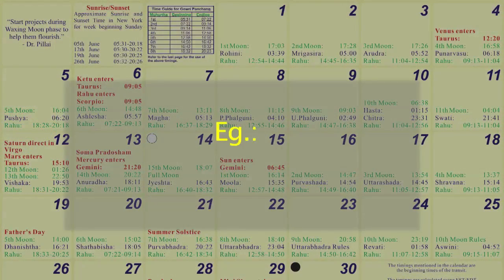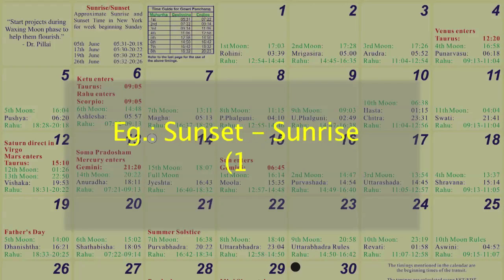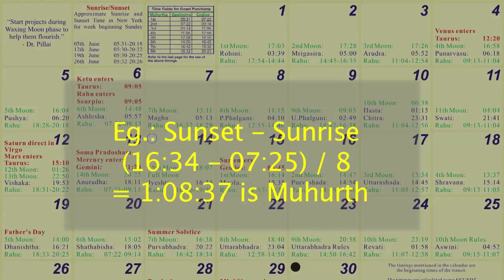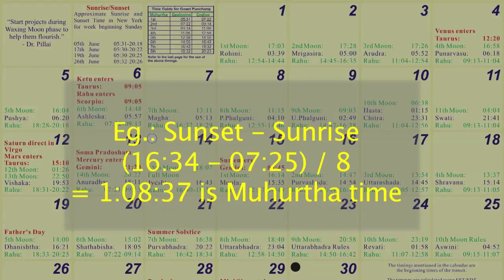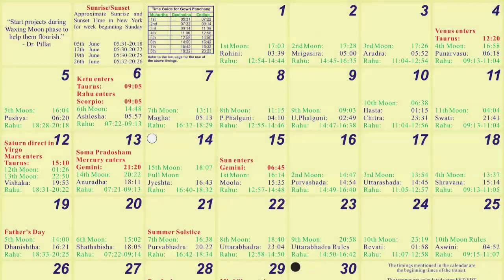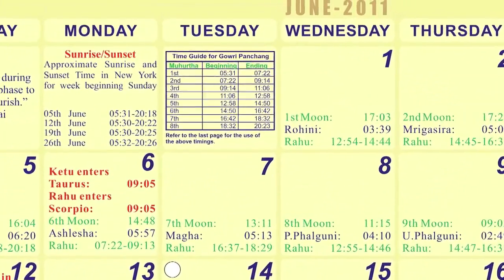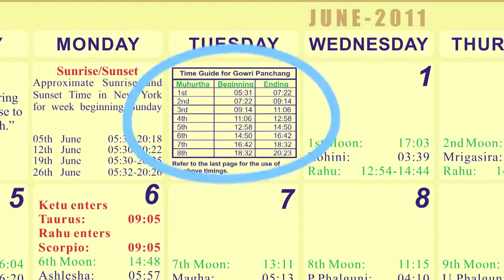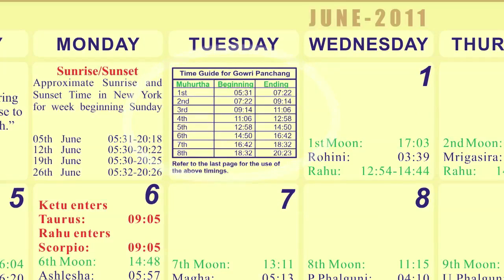You take the sunset minus sunrise and divide by 8. That gives you the length of each Muhurta. To help you out, we have already calculated approximate Muhurta times for each month. If you flip to any month in the calendar, you'll see a small table labeled Time Guide for Gauri Pangchang. This small table lists the 8 Muhurtas along with their beginning and ending times for that particular month.